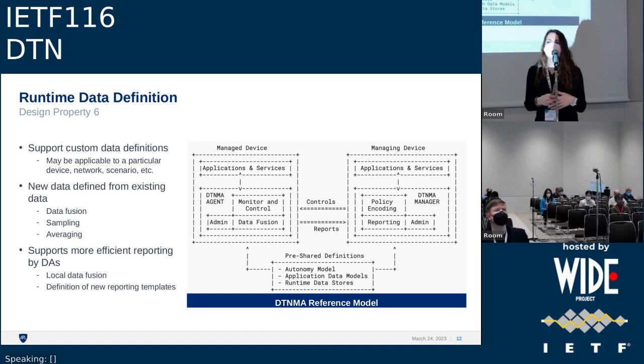We also support runtime data definitions. So this is creating essentially a new piece of data from existing data. So that's support for items like data fusion and sampling. Next slide.